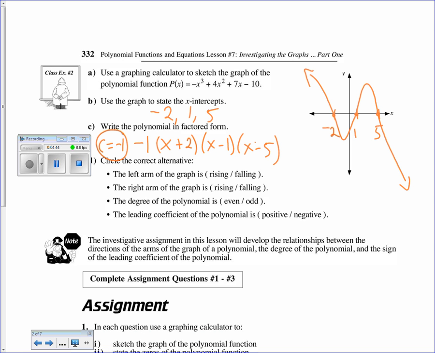Now, what is the left arm of the graph doing? What is the right arm of the graph doing? A little bit of a different analysis. The left arm of the graph is continuing to rise. The right arm of the graph is continuing to fall. This was an odd polynomial. It had an odd degree, and the leading coefficient is negative. In this lesson, we're going to be looking to make some relationships between what the arms of the graph are doing, the degree of the polynomial, and whether the leading coefficient of the polynomial is positive or negative.